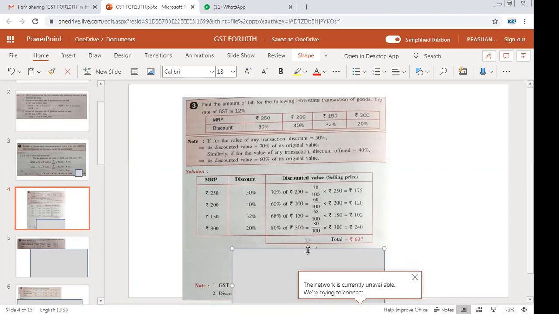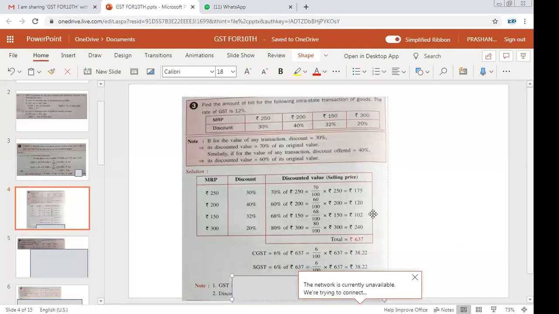Now students, what will happen? Let's see that. First of all, we'll calculate 6%. CGST would be 6% of 637. So 6% of 637 is 6 upon 100 of 637, which will become 38.22. Obviously, students, SGST will be the same. So SGST will be 38.22.